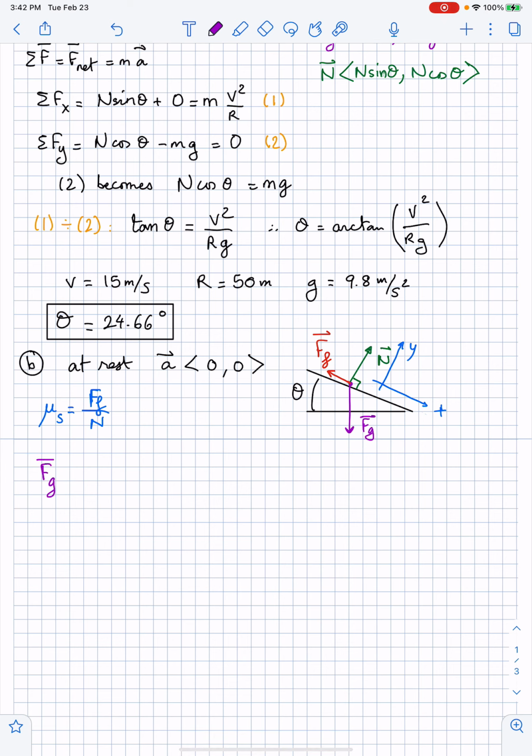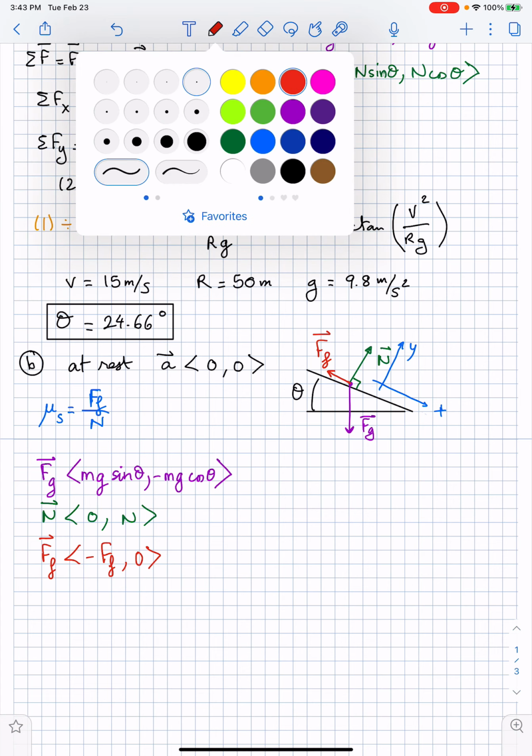So based on this, the force of gravity is going to be in the x direction, it's going to be positive, so it's going to be mg, and theta is there, so it's going to be sin theta. And in the y direction, it's going to be negative mg cosine theta. The normal vector in the x direction will be 0, in the y direction will be n. And the force of friction would be negative Ff and 0 like that.